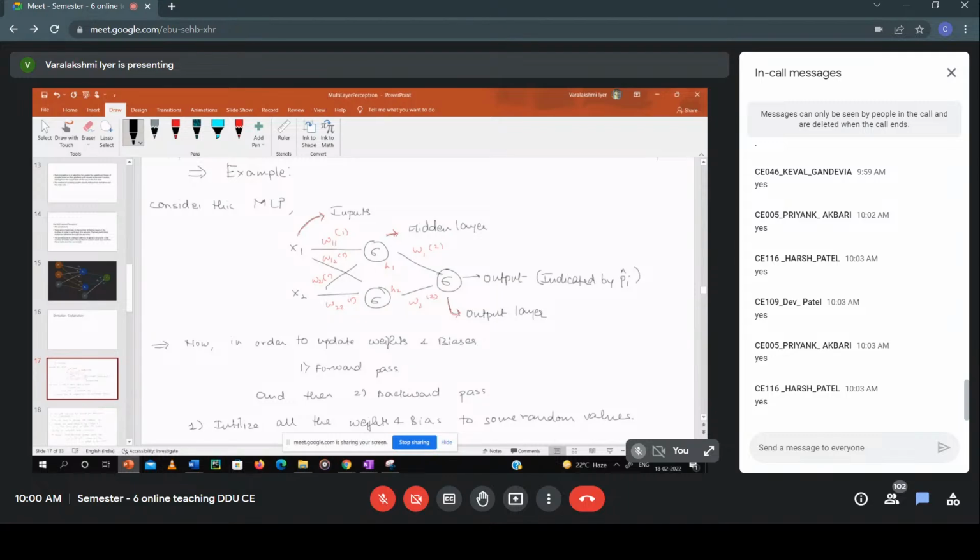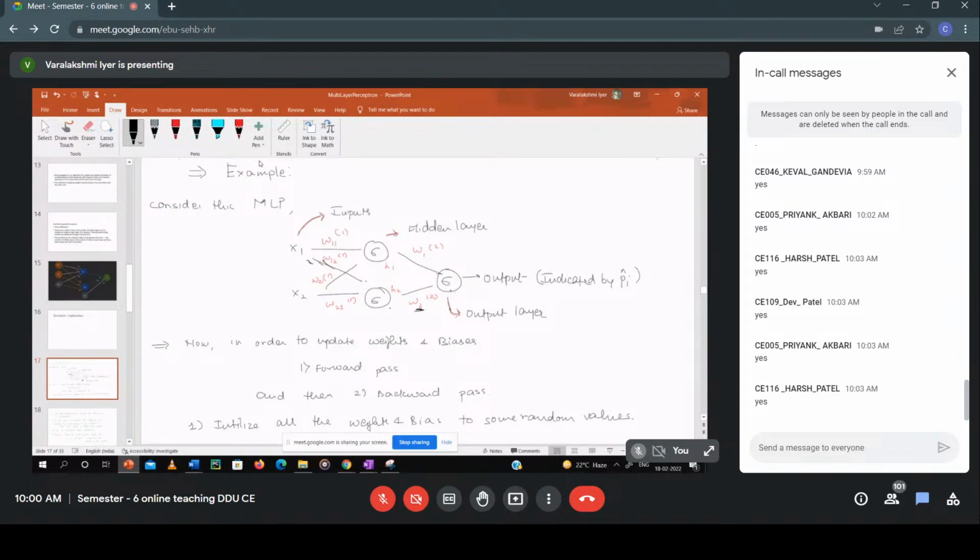For example, the connection from x1 to the first hidden layer neuron is w11 of layer 1, and w12 of layer 1 is the connection from x1 to the second neuron in the hidden layer. Similarly, x2 to the first hidden layer neuron and x2 to the second hidden layer neuron. And similarly the connection from the first hidden layer neuron to the output layer and the second hidden layer neuron to the output layer. These are the notations present in the multi-layer perceptron that we have created for understanding.